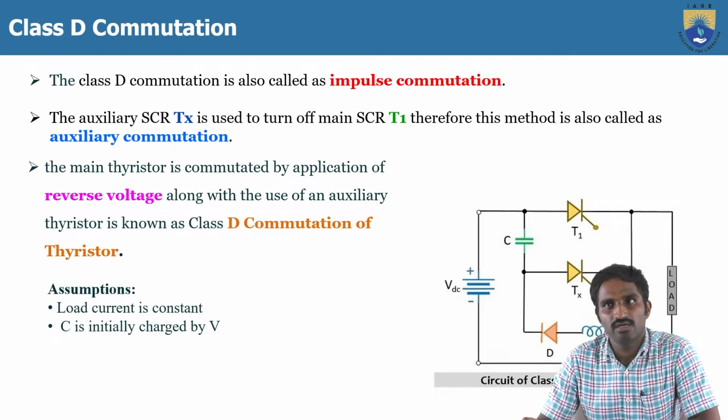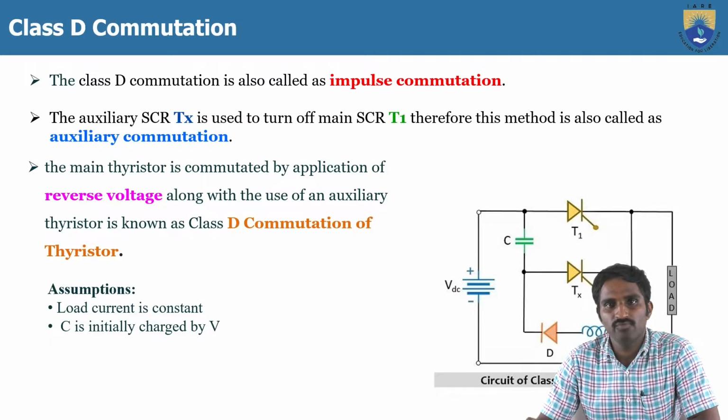And again here, in addition to the thyristors T1 and TX, we are using three more components: the capacitor, the inductor and a diode. Usually the capacitor and the inductor we call the commutating elements. The diode is used just to provide the forward biased flow. Now we will see how we apply the class D commutation technique to turn off the thyristor T1.